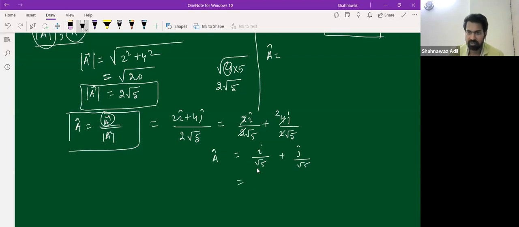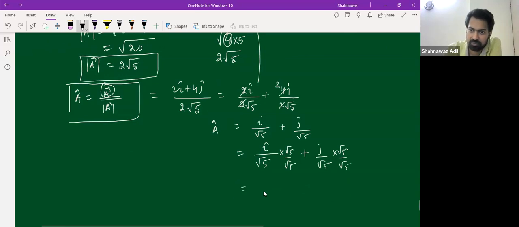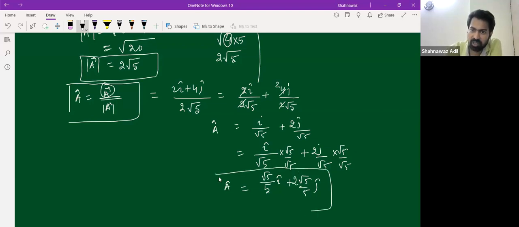And how do we rationalize this denominator? We multiply by the same quantity, right? So root 5 times root 5 becomes 5. So this is root 5 by 5 i hat plus root 5 by 5 j. Okay, understood, Nabila.